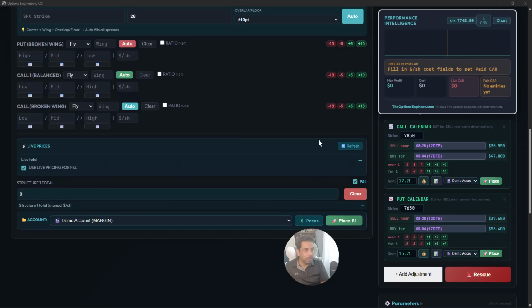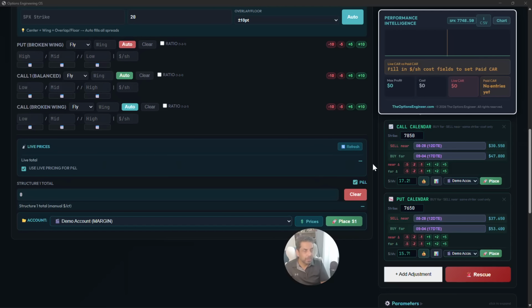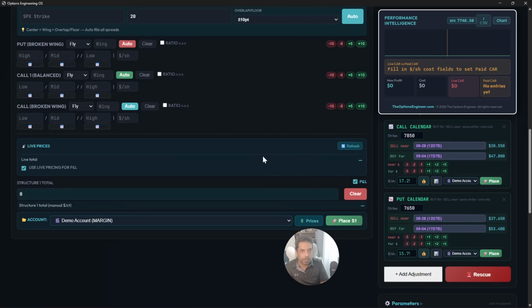Now, similarly, we can look at a double diagonal calendar spread. Here we can see that we are selling a near-dated call and buying a far-dated call, and the pricing of this spread is 1725, and it's 100 points away from the spot. And similarly, the put calendar is 7650, approximately 100 points away from the spot, and the pricing is 1575. So here also there is some pricing difference, though they are equidistant from the spot.